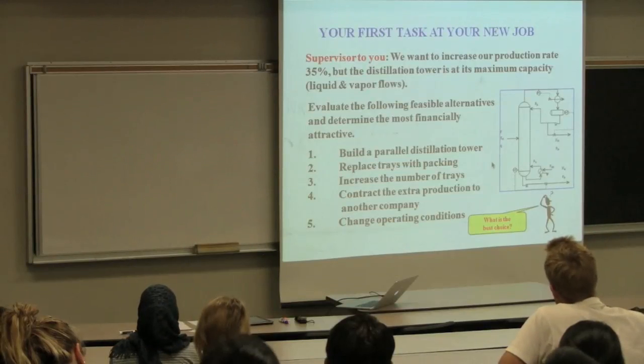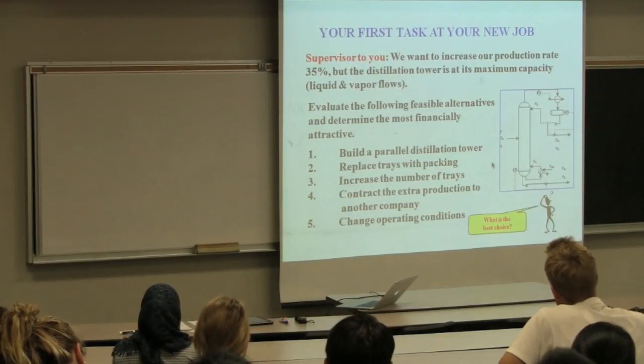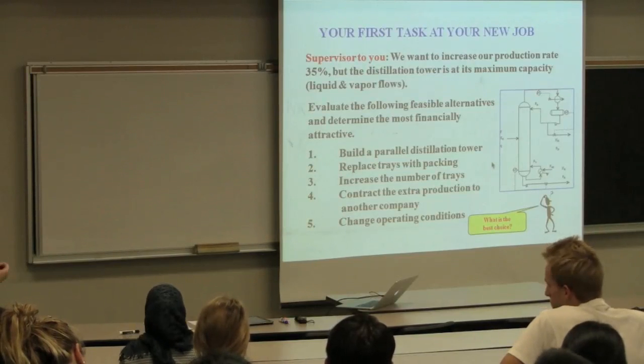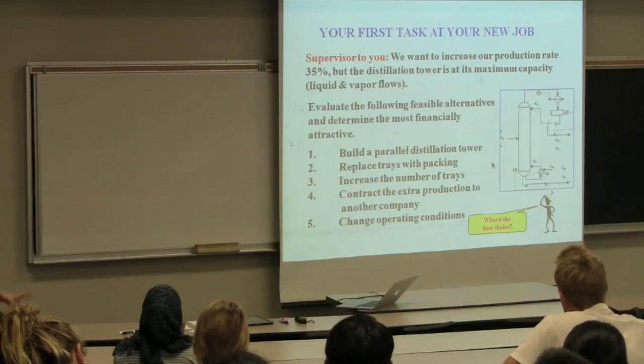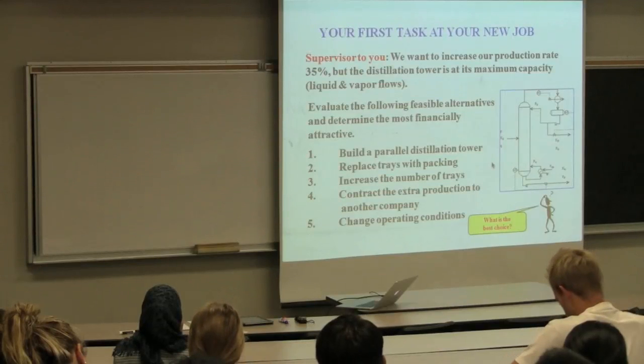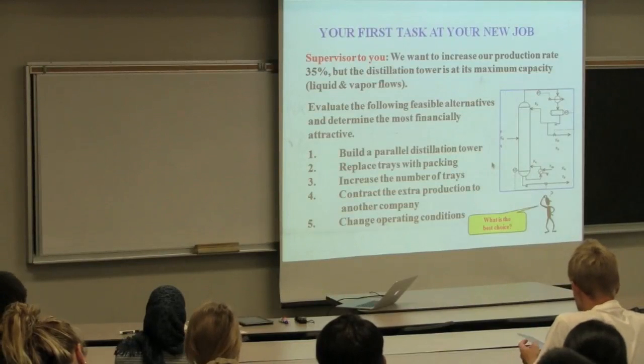Take a look at those and discuss with the person next to you what is involved in each of those decisions. What financial information do you need? And what other implications are there about going through each of those decisions? So just take a minute or two and quickly go through each of those 5 options. Talk about what's going to be involved with each one of them. What data do you need to make a decision in each case?